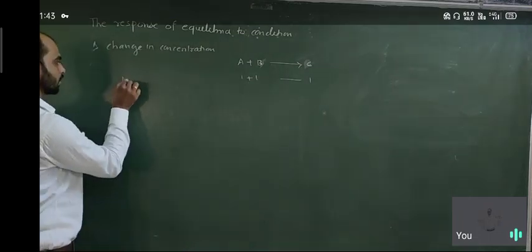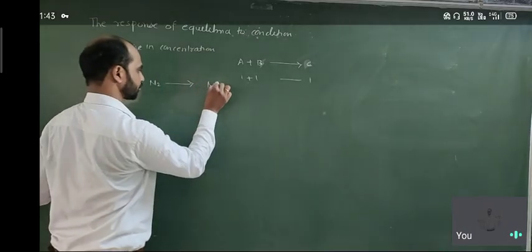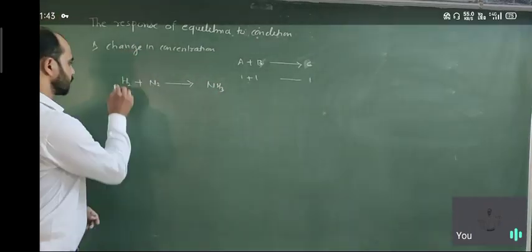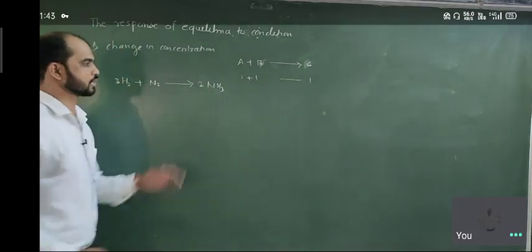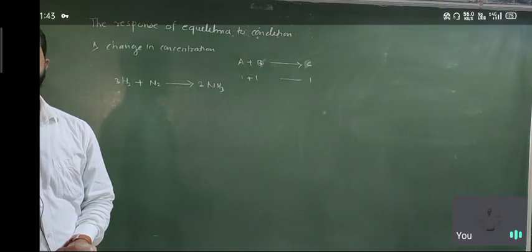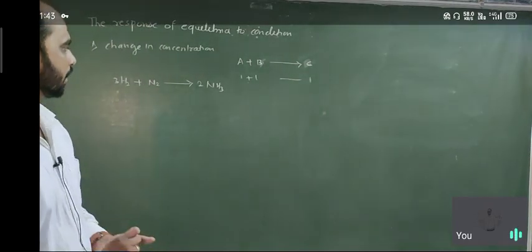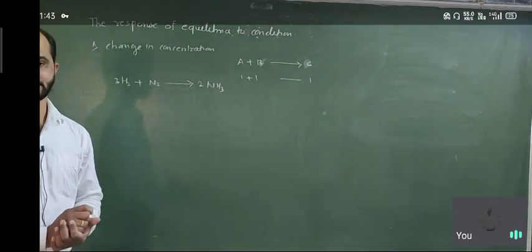Suppose we consider the reaction H2 plus N2 gives NH3, and you know how to balance the reaction: three H2 are required and two NH3 are formed. So this is a simple formation of ammonia by which process? Are you familiar with this one? It is the Haber process, which is used to manufacture ammonia.